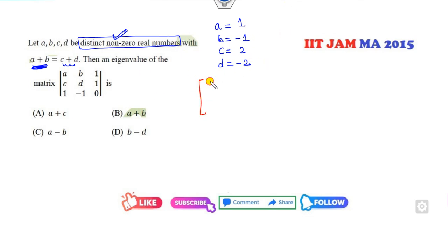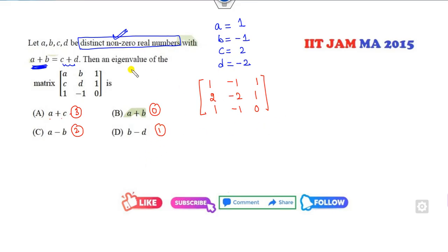What is A? A is 1, B is minus 1, C is 1, D is minus 1. 1 minus 1, 0. Then which of the following is here? What is A plus C? This comes to be 3. This A minus B comes to be 2. A plus B comes to be 0. And B minus D comes to be 1.